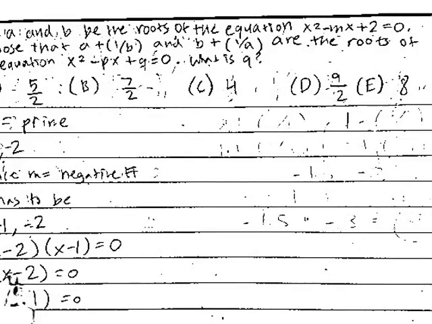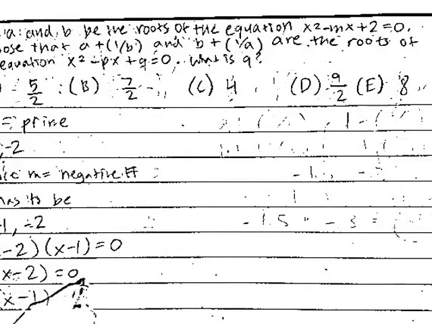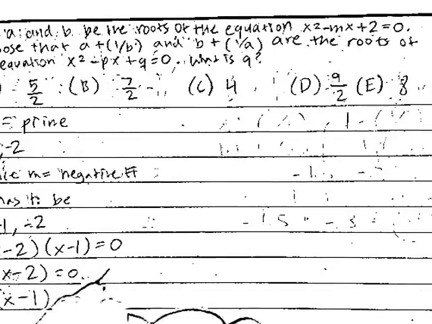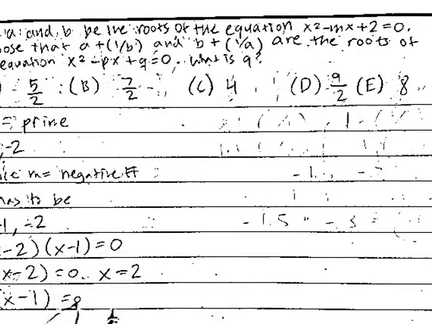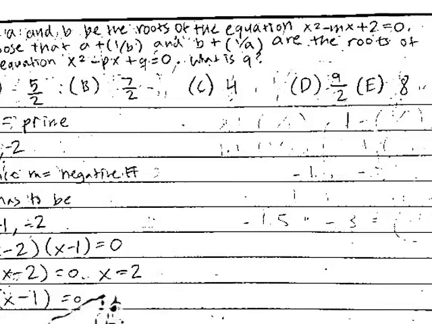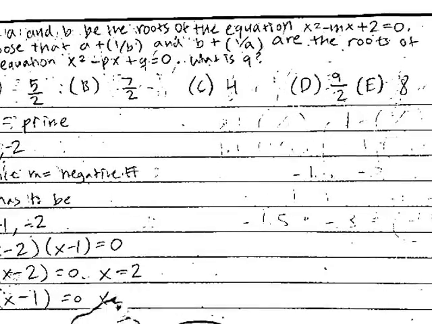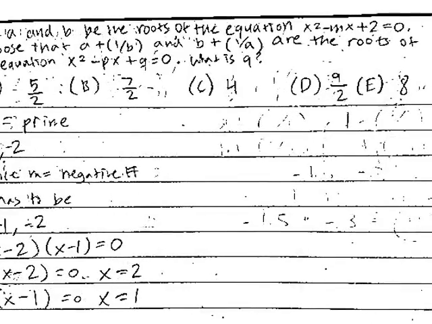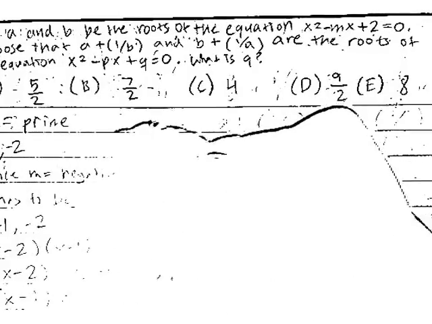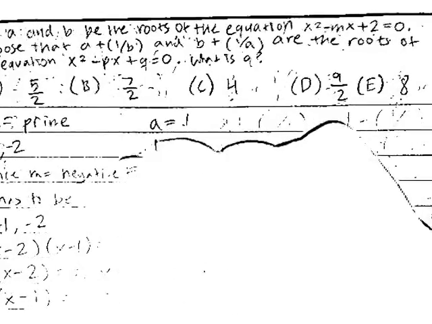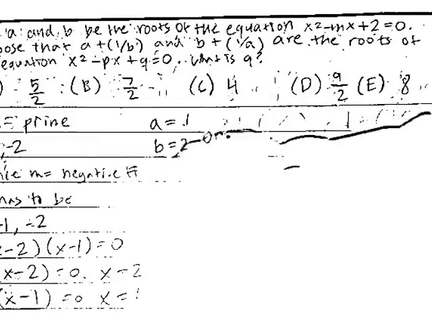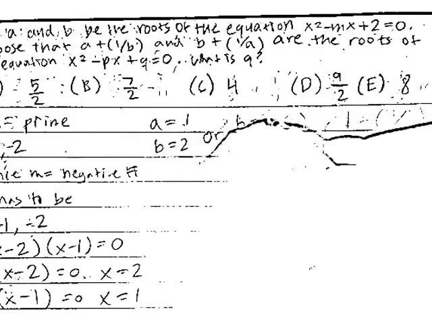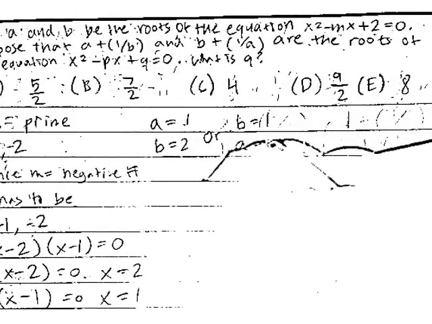To simplify these, you must add 2 to this side, so x equals 2. And add 1 to this side, which is x equals 1. So a equals 1 and b equals 2, or b equals 1 and a equals 2.